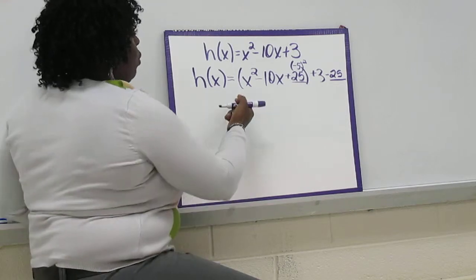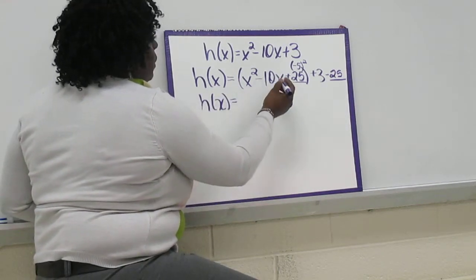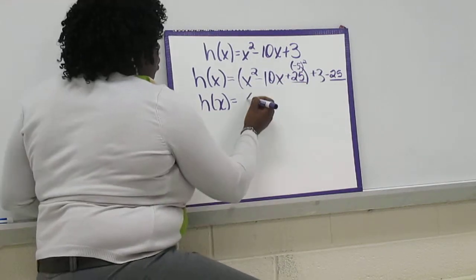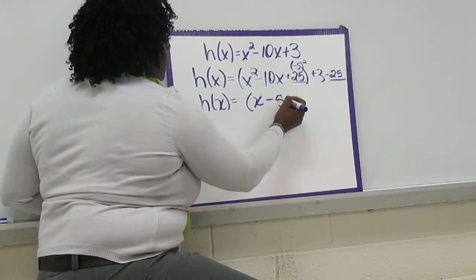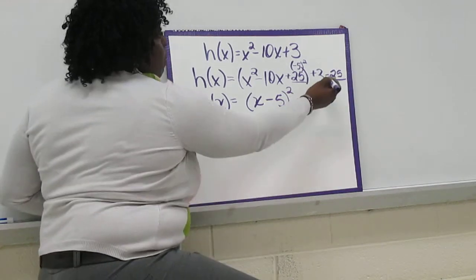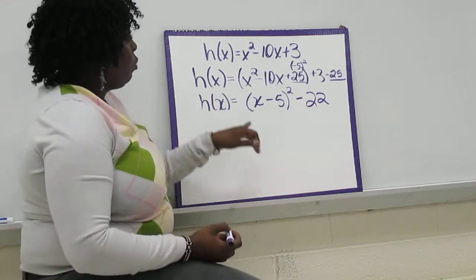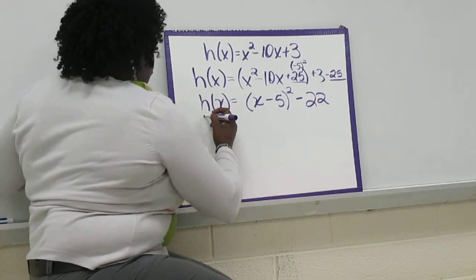Okay? Then you're going to write this polynomial here, x squared minus 10x plus 25, in factored form. It's always going to be the square root of x and what you squared to get the 25. Okay? Then 3 minus 25 is negative 22. So your vertex form is x minus 5 squared minus 22.